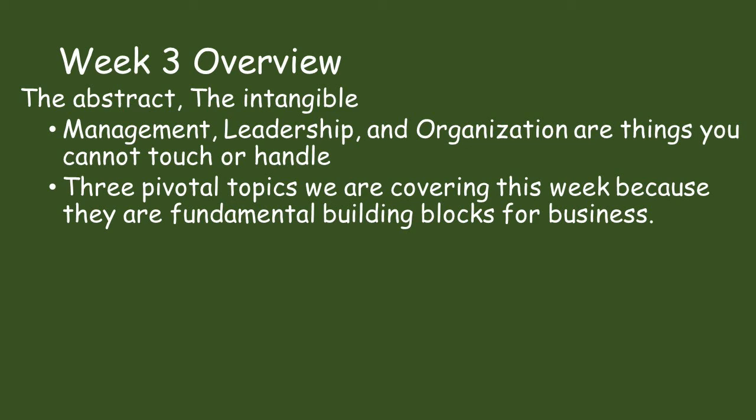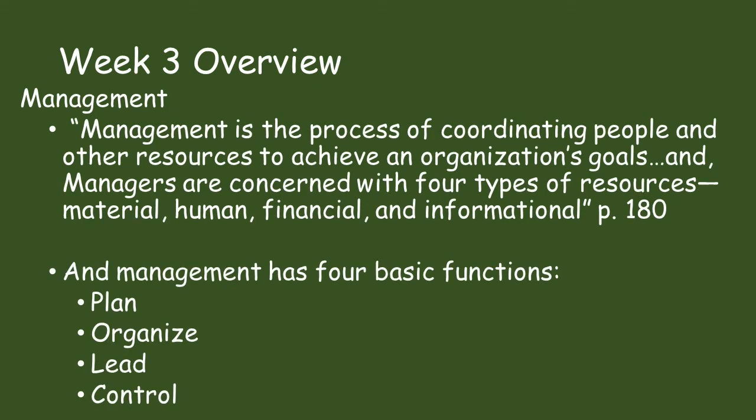Let's start with talking about management for a moment. From the text, management is the process of coordinating people and other resources to achieve an organization's goals. And managers are concerned with 4 types of resources: material, human, financial, and informational. You can look that up on page 180 in your book. And management has 4 basic functions that it does to accomplish those goals. They plan, they organize, they lead, they control. So management is a process of planning, organizing, leading, and controlling.